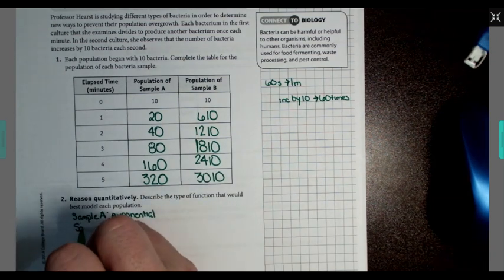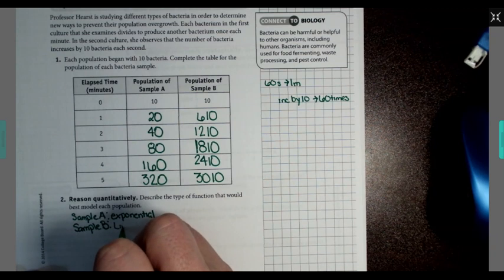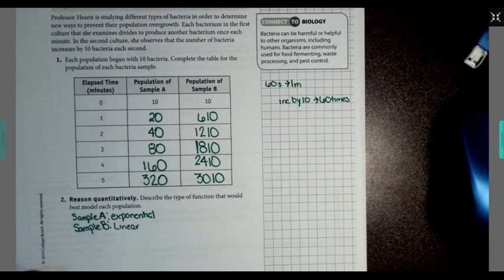All right, let's talk about sample B then. Sample B went 10, 610, 1210, 1810, 2410, 3010. This would be linear. Very good.